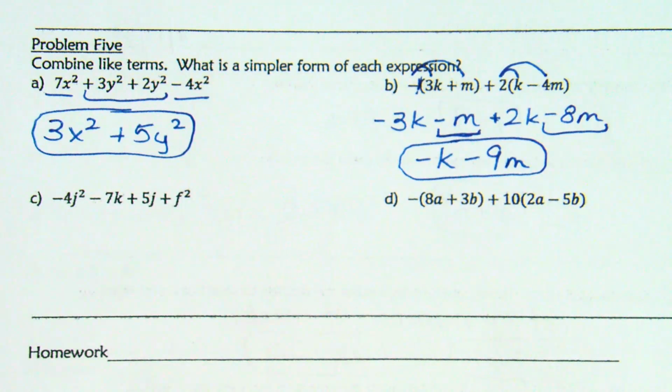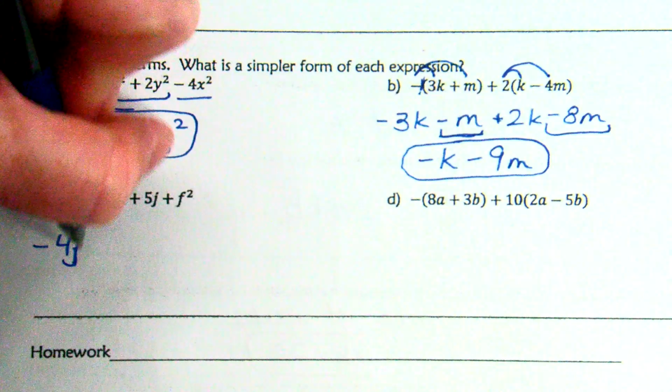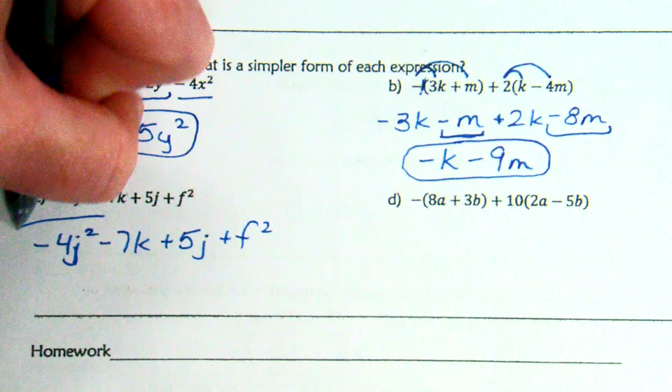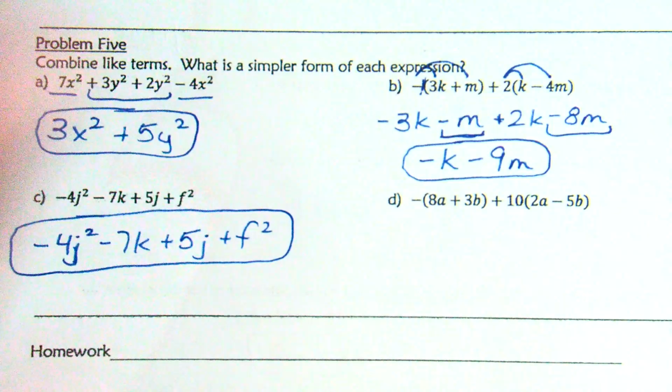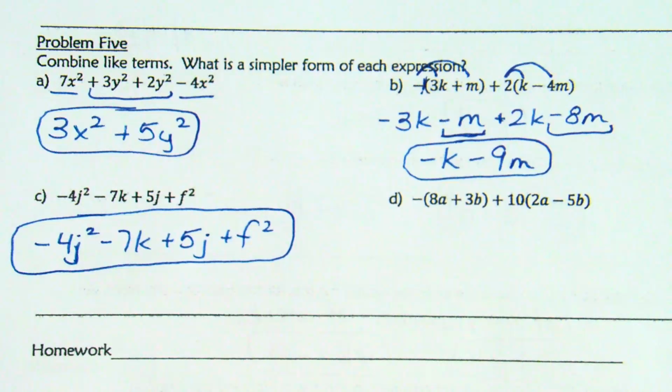So j and j squared, those don't go together. So does anything go together? No. There's nothing you can do here. You can write out the answer as is. Negative 4j squared minus 7k plus 5j plus f squared. That's about the best you can do, is just rewrite out the same problem.